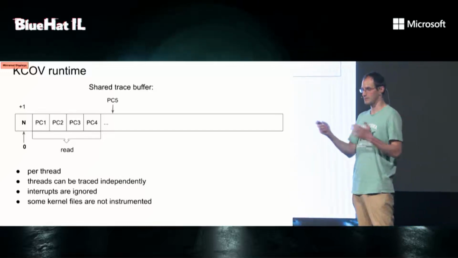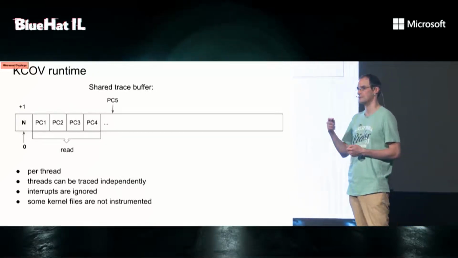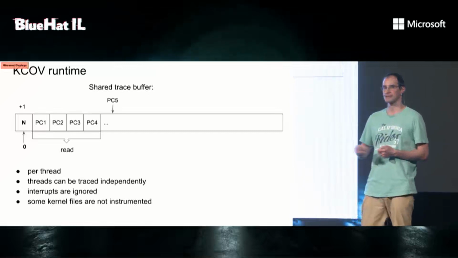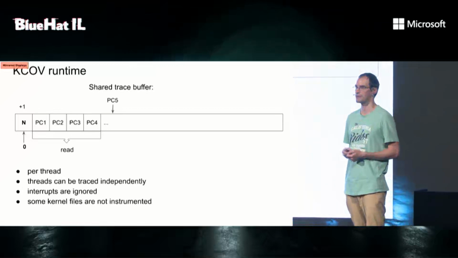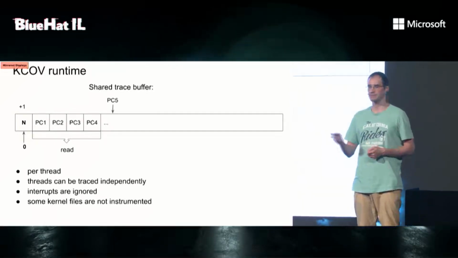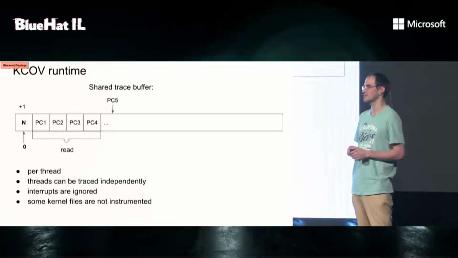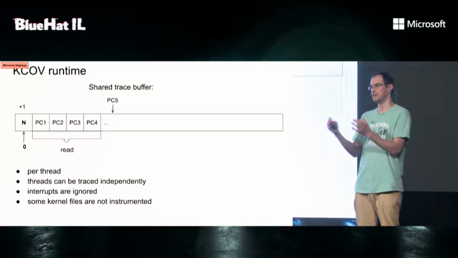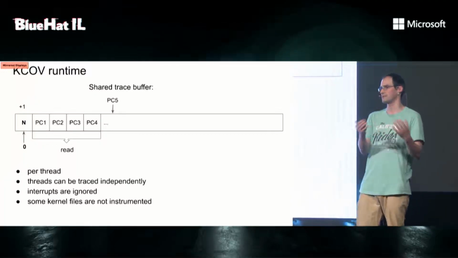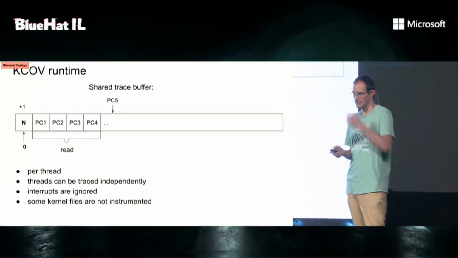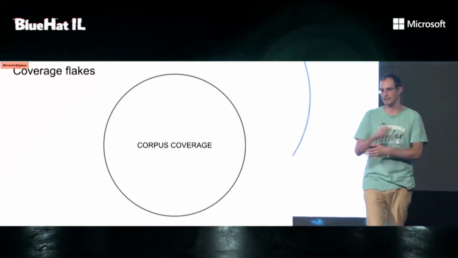So this organization is quite efficient, because you don't need to do any system calls to start collecting coverage or finish collecting coverage. User space can just directly read the buffer. And also it helps with some of the flakes, because we ignore interrupts and we ignore schedulers. Flakes are coverage that you see when you execute a system call, but then you execute it the next time and you don't see this coverage. And this is a problem for the kernel. And KCOV doesn't completely solve it.